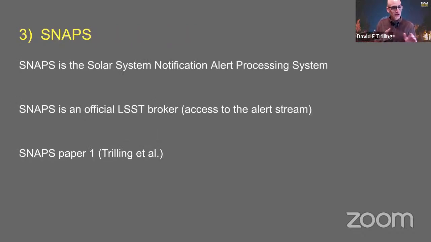So SNAPS is the Solar System Notification Alert Processing System. SNAPS is an official LSST broker, which means we have direct access to the alert stream coming out of the observatory. And a lot of the results I'm about to show you in the next 20 minutes or so come from SNAPS paper 1. We've had paper 0 and paper 0.1, and now we're doing the real SNAPS paper, which has a lot of architecture and database and so on results.